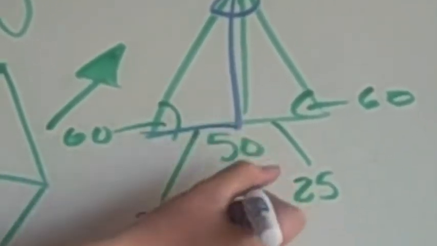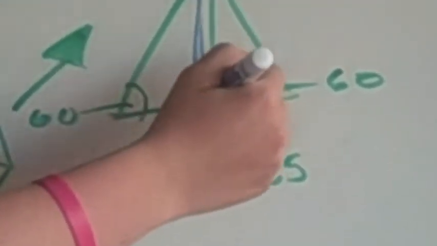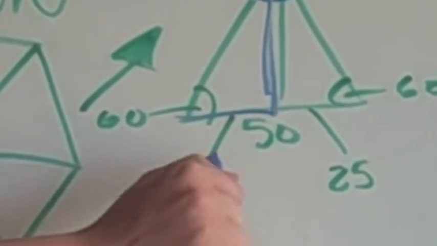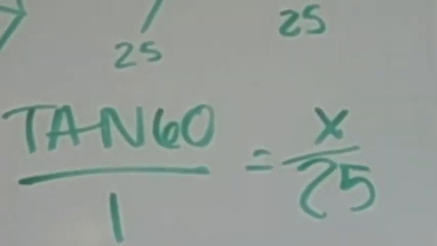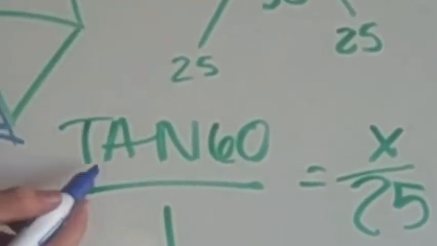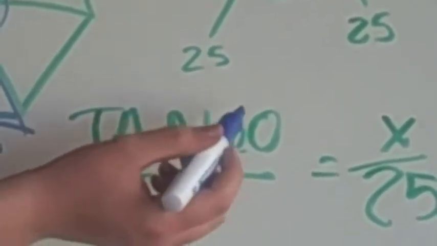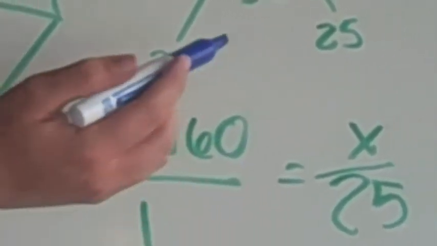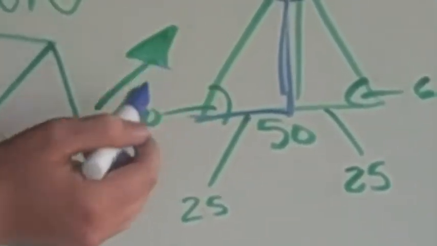Okay, so then you draw a line in the middle, and you split your 50 centimeters in half, so now you have 25 over here and 25 over here, and now you have 2 right triangles. This is where the trig comes in. So you do tangent 60, which is just one of these angles, divided by 1 equals x over 25, which is just this side here, and that equals 43.